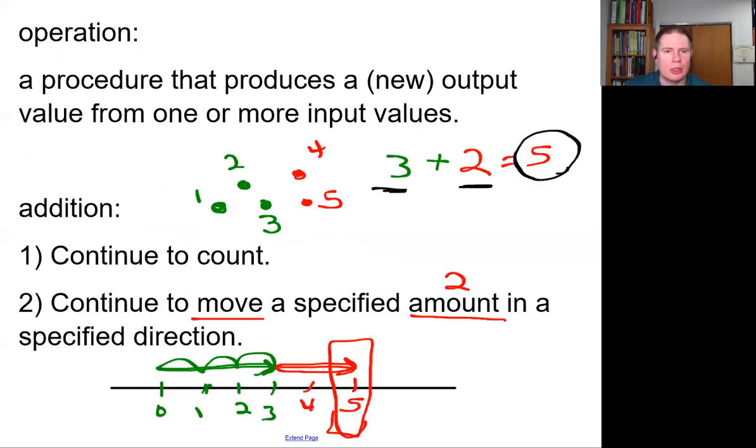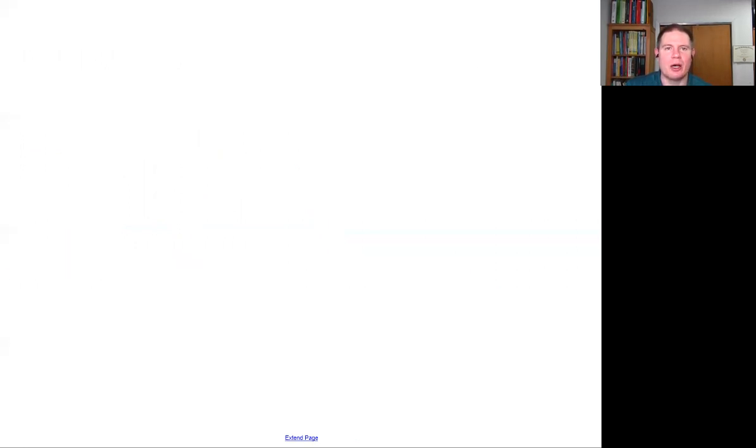Right? So addition means we continue to move a specified amount in a specified direction. Usually when we talk about addition, we talk about these two different terms. And so we call addition a binary operation, right? You need two terms in order to add. If I asked you, what's the sum of 5? You can't do anything with that, right? That would mean like 5 plus what, right? The sum of 5 and 3 is 8.